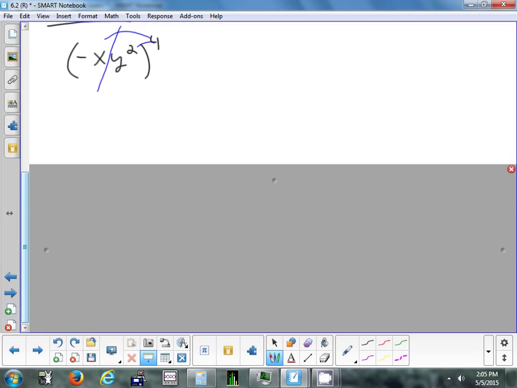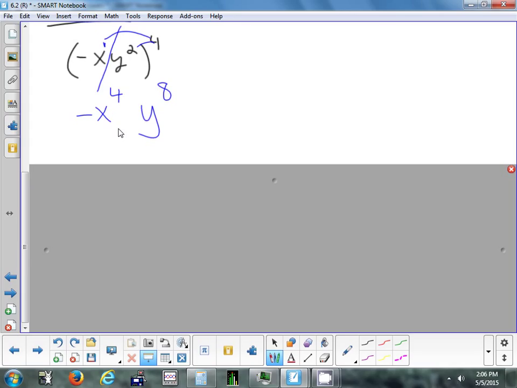Well, there's a 1 here, because there's no exponent there. But when I bring the fourth power in, what would I get? Negative x to the 4th, right? Negative x to the 4th. Now, what about my y squared? What's that going to become? What's the exponent going to be for y squared? 8. Y squared to the 8th.